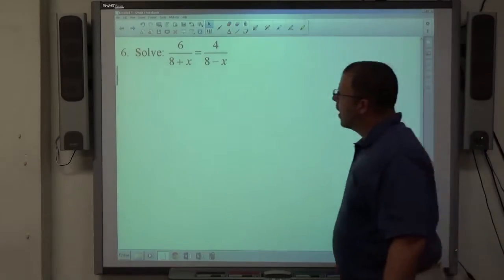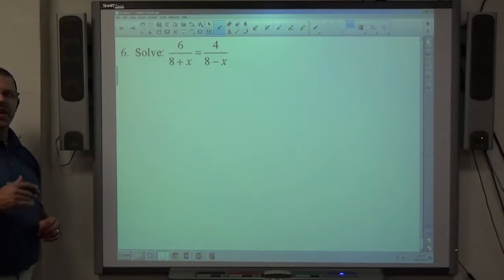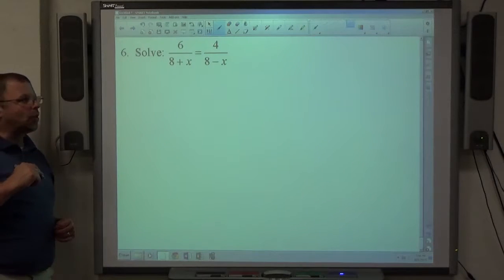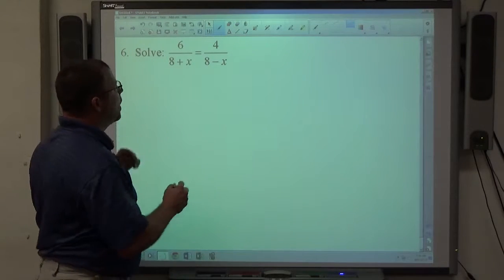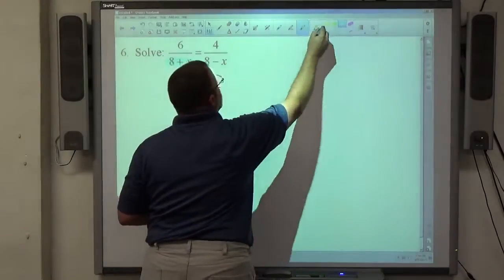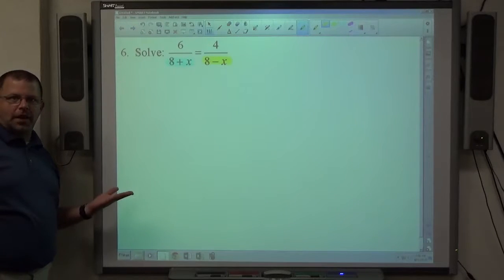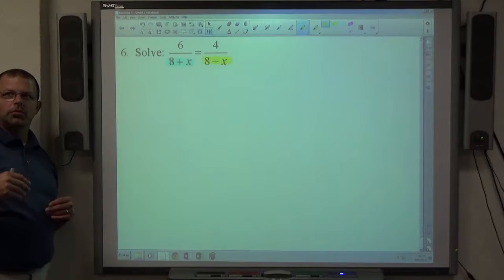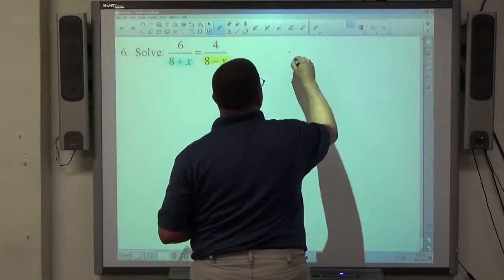Number 6, rational equation, 6 over 8 plus x equals 4 over 8 minus x. If it happens to look exactly like this, cross multiplying is legal to fix this. Before we cross multiply though, we should consider the denominators of 8 plus x and 8 minus x. Anytime x is in the denominator of a fraction in an equation, we have to assume that there are values of x that can create zeros. In this case, those values would be positive and negative 8.